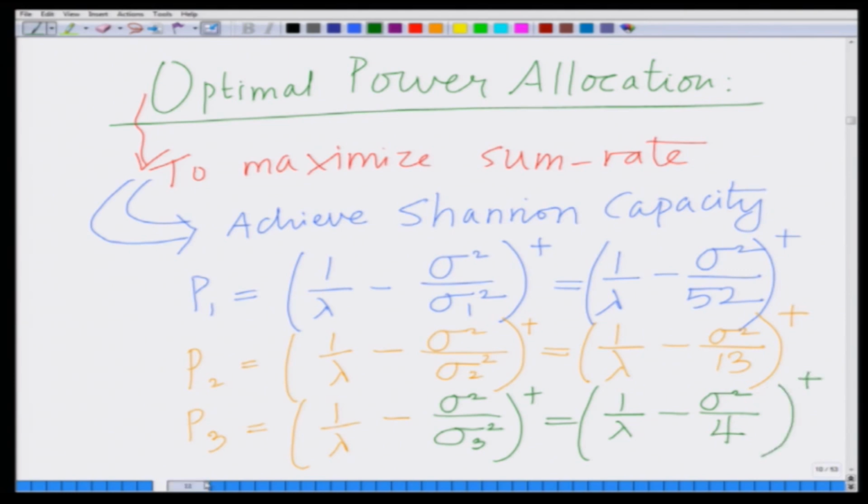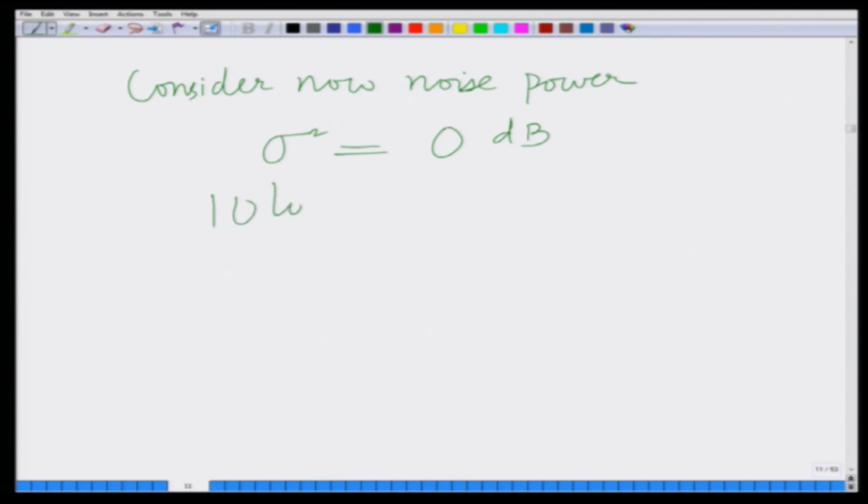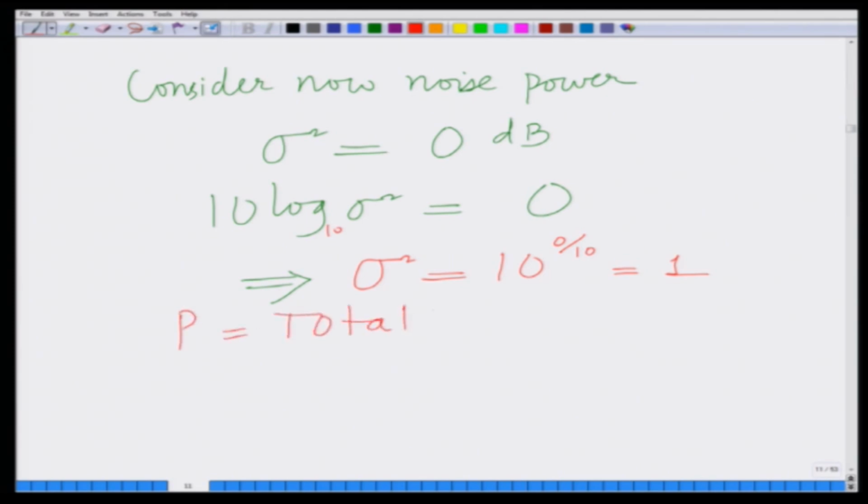Now, to complete this example, let us consider a noise power sigma square equals 0 dB, which implies 10 log 10 sigma square equals 0, which implies sigma square equals 10 to the power of 0 divided by 10, which is equal to 1. So, the noise power is 1. Let us consider P equals the total power, that is the total transmit power.